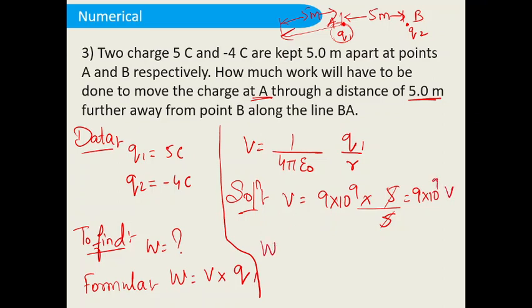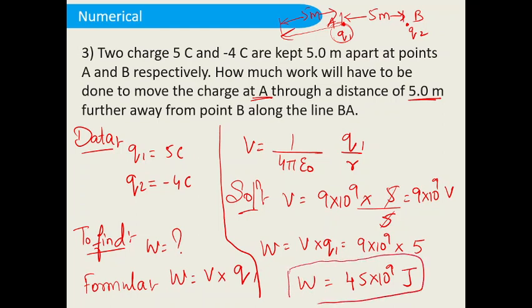Okay, W it is equal to voltage into charge. Voltage is 9 into 10 raised to power 9, and the charge is where is the charge? 5. So this is what 5 coulomb. So this will become 9 5 45. 45 into 10 raised to power 9 joules. This much is the amount of work done. 45 into 10 raised to power 9.